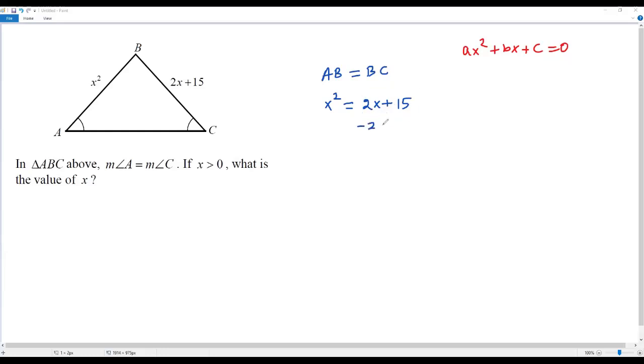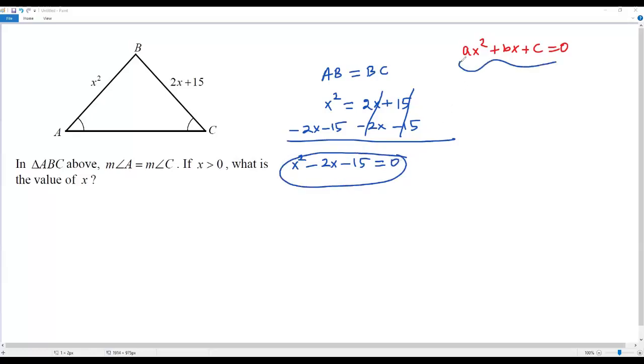For that, I subtract 2x and 15 from both sides. When I subtract 2x and 15 from both sides, positive 2x and negative 2x will cancel out. Positive 15 and negative 15 will cancel out. So on the left side, I'm getting x square minus 2x minus 15 equals 0. Now this quadratic equation is in standard form.